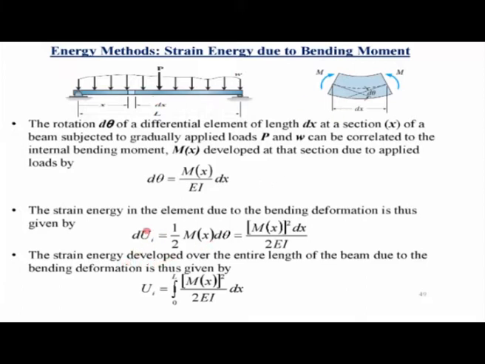If you want to calculate the strain energy developed over the entire length, all you do is integrate both sides of this equation over the entire length of the beam. So that will be the integral of Mx whole squared by 2EI dx. This gives you the internal strain energy in a beam due to the bending action. In the previous slide, we saw the internal strain energy due to axial load, and in this slide, we see the internal strain energy due to the bending action in a beam.